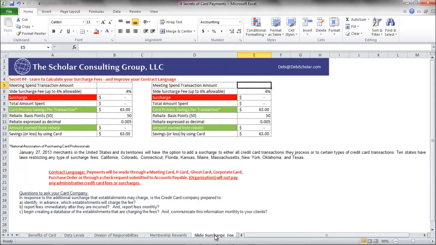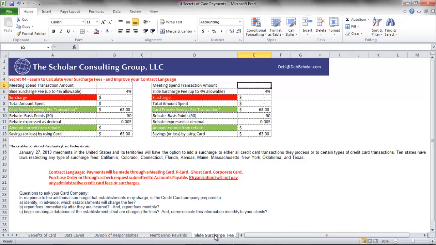Let's go on to secret number 4. It's going to be really important as we move forward to learn how to calculate surcharge fees and improve our contract language so that hopefully we do not get the surcharge fees.